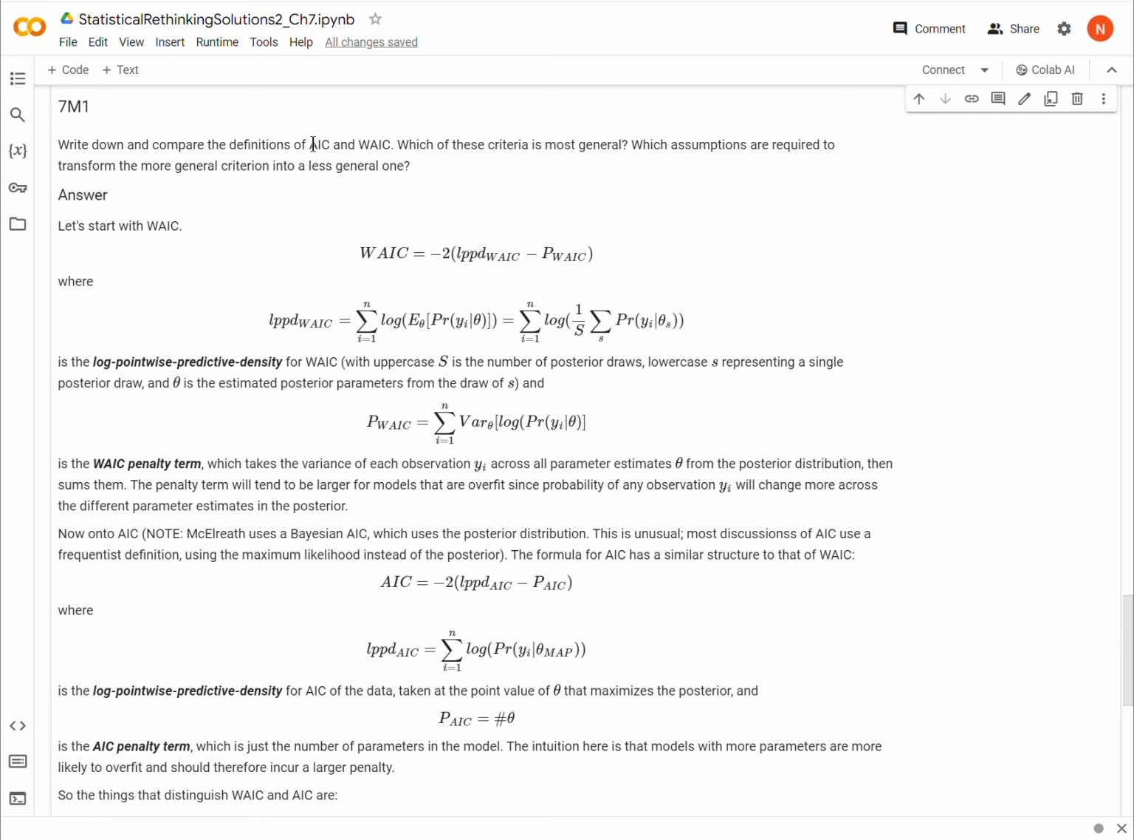Okay, so we want to compare the definitions for AIC and WAIC, and we'll talk about those in a second, and decide which is more general or broadly applicable maybe. And under what circumstances are they equal to one another, or at least close to one another? Okay, so both of these, AIC and WAIC, are ways of assessing how likely it is that our statistical model is overfitting the data.